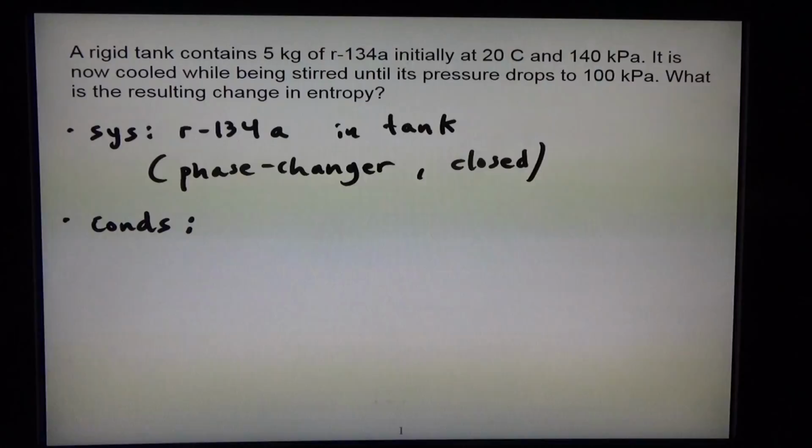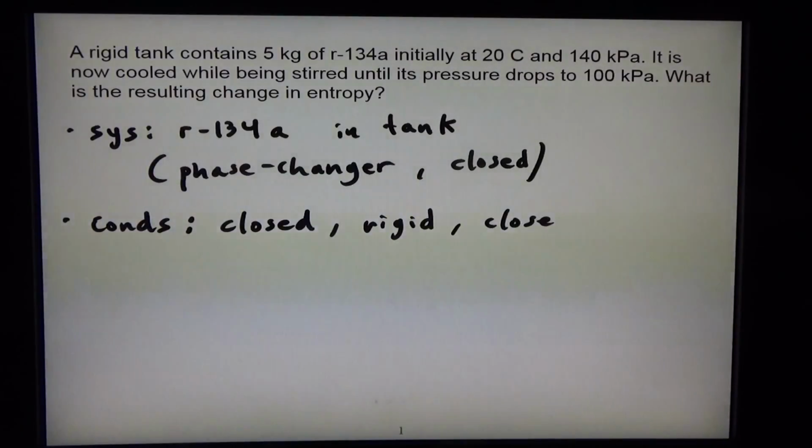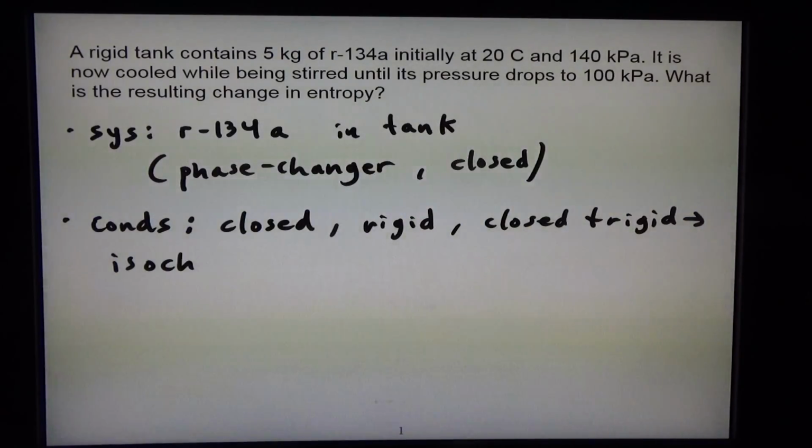So for the conditions here, we have a closed system. That means constant mass. We have a rigid tank. That means constant volume. And we also have closed and rigid, which remember from chapter 3 is constant specific volume or isochoric process.